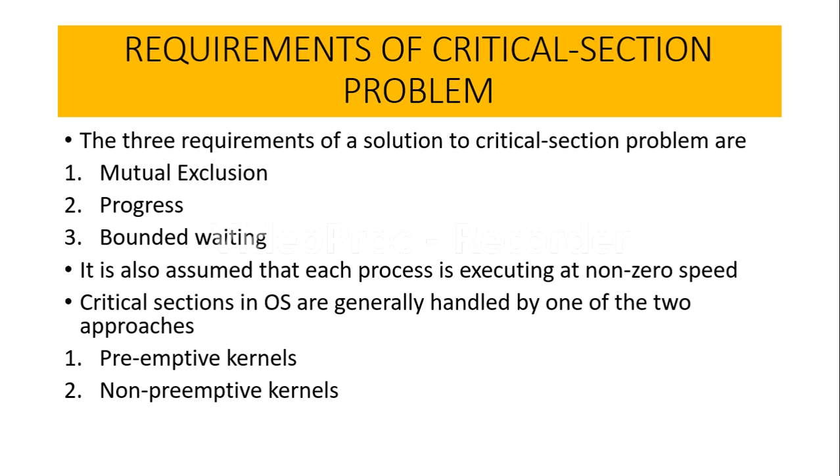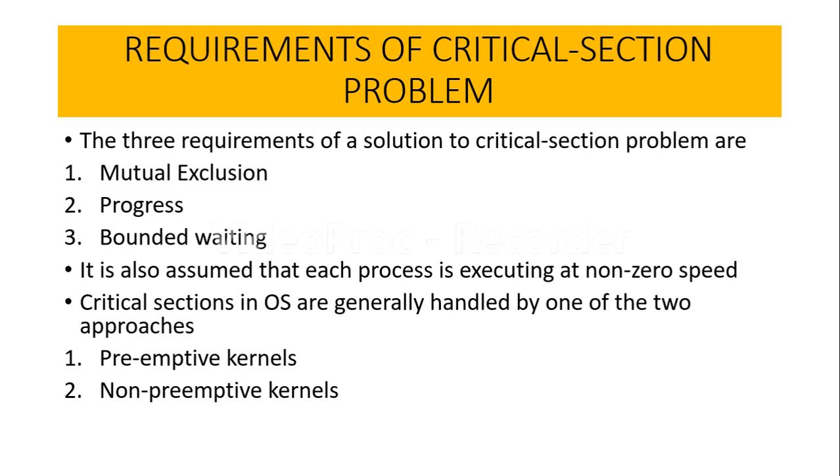Basically we have three requirements for finding a solution to the critical section problem. The first one is mutual exclusion. That means whenever a process is executing in the critical section, we are not allowing any other process to enter the critical section.